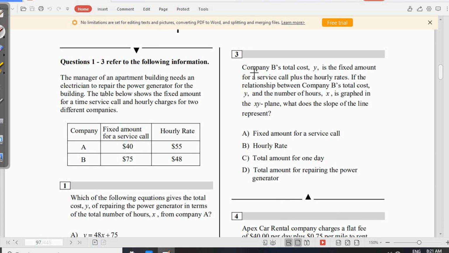So looking at question number 3. Company B's total cost y is the fixed amount for a service call plus the hourly rate. The relationship between company B's total cost y and the number of hours x is graphed in the xy plane. What does the slope of the line represent? So let's look at that. We're going to cut this out and move it into our question page.